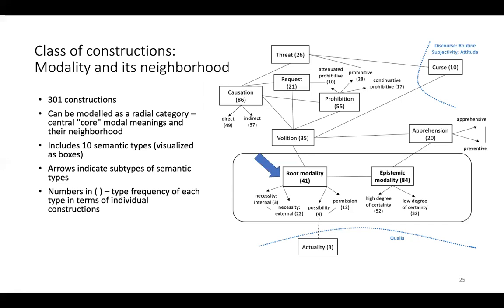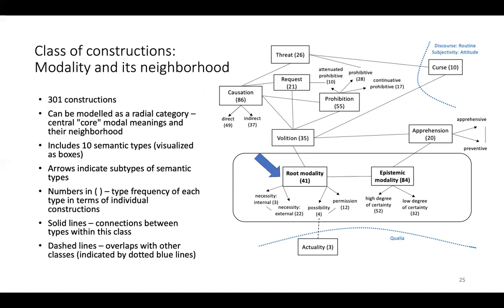That is how many individual constructions in our database carry a certain tag. Solid lines indicate the relationships of semantic categories within the class, and dashed lines show the relationship across classes. Other classes are indicated with dotted blue lines here. For instance, volition has connections with most of the general types within the class, and possibility is related to actuality, which simultaneously belongs to another large class, qualia.